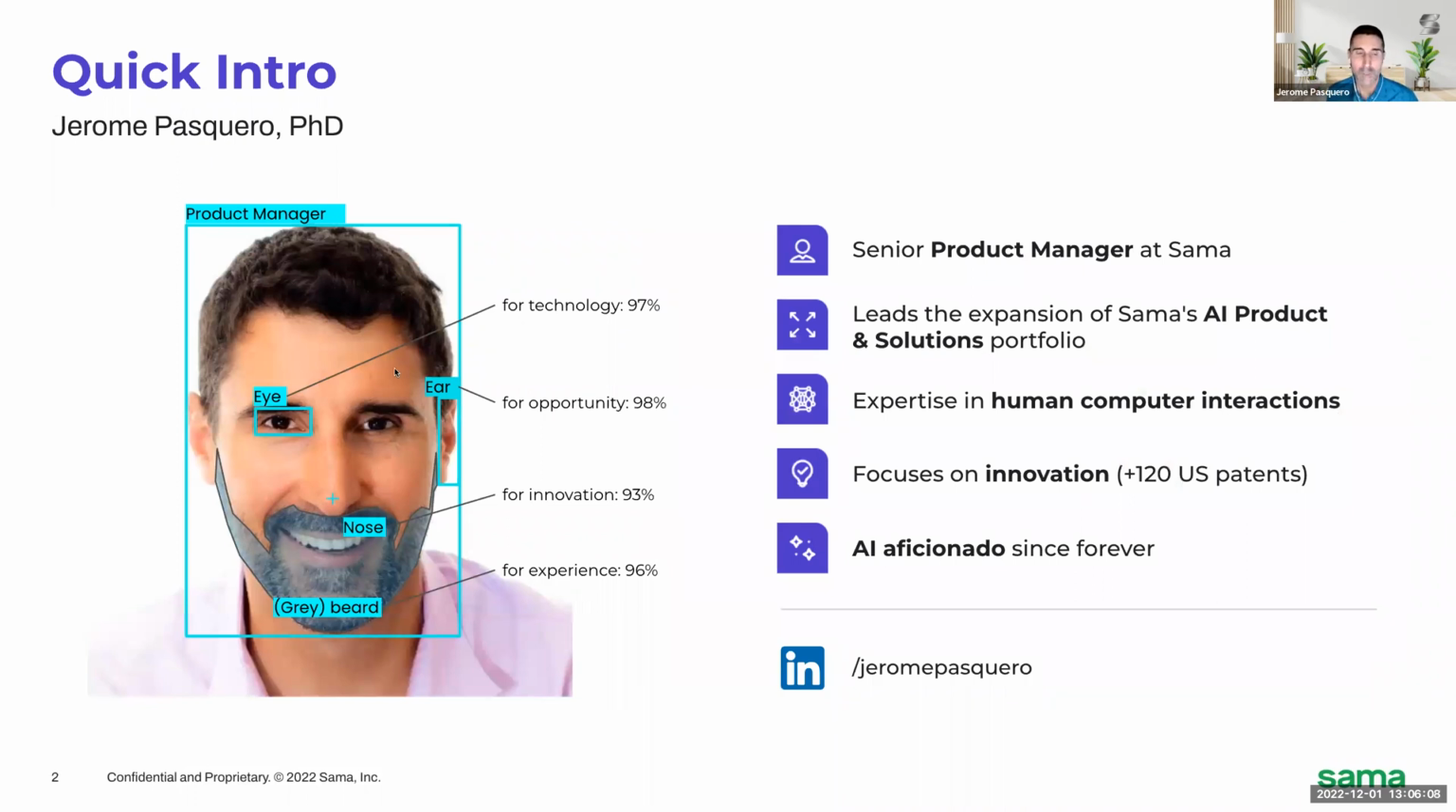Henry already introduced me, so senior product manager at Sama. I've been really following AI for quite a long time now, and even before deep learning. I focus on innovation most of the time, but always also happy to talk about really what is core to what we do, which is data annotation, which has a big human-computer interaction component to it.